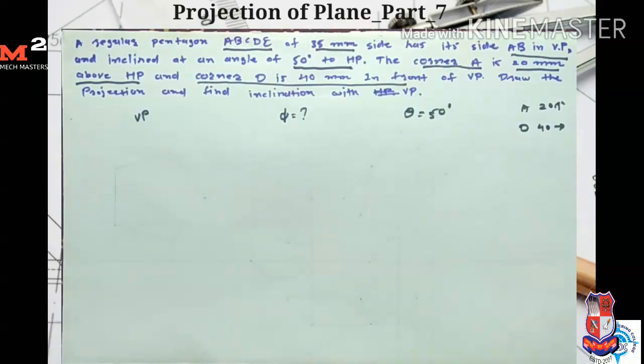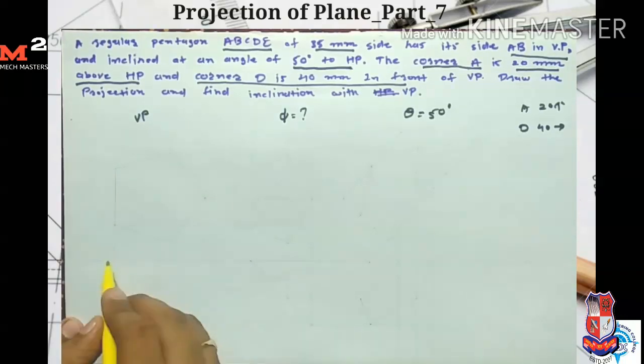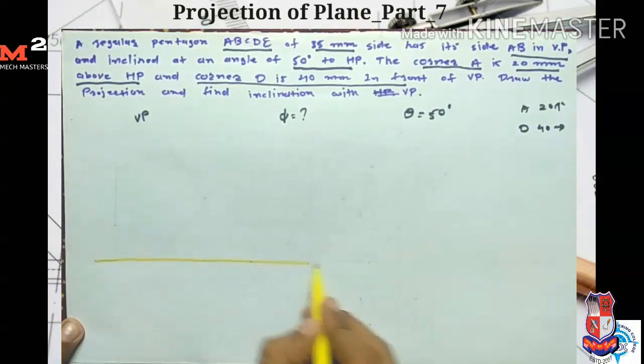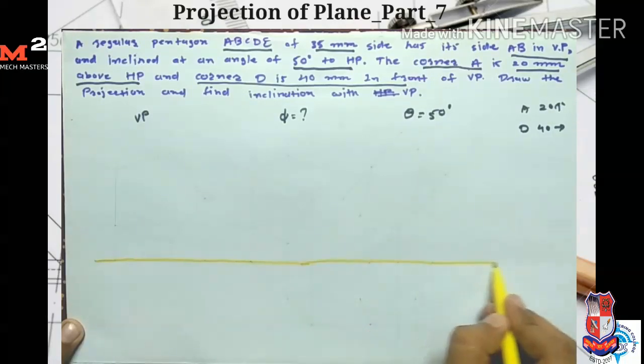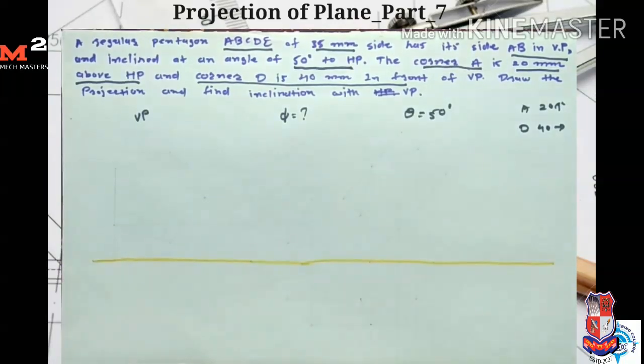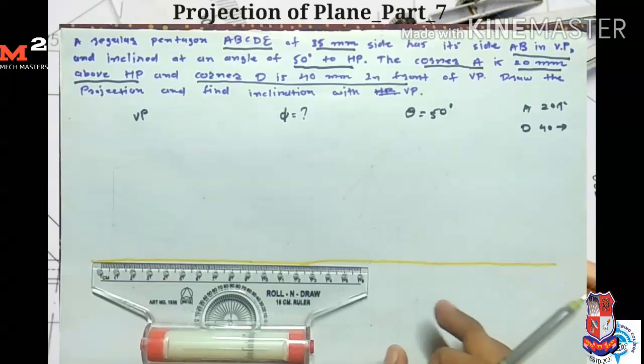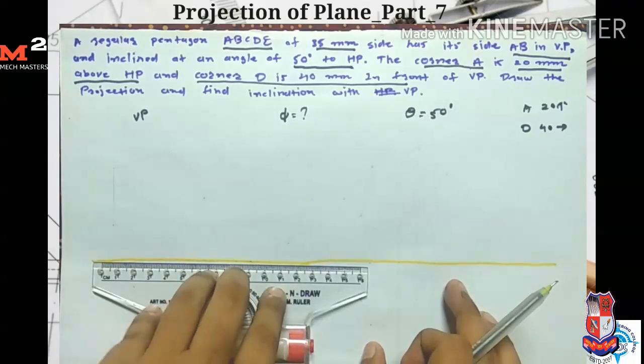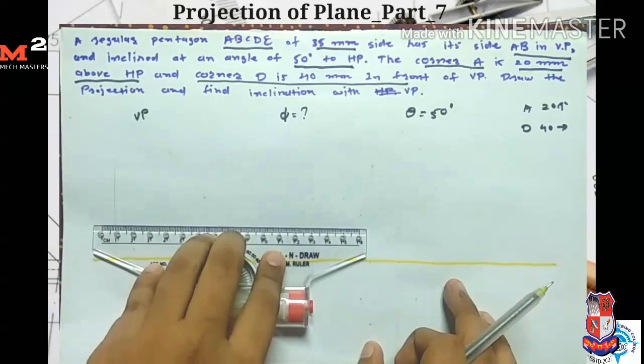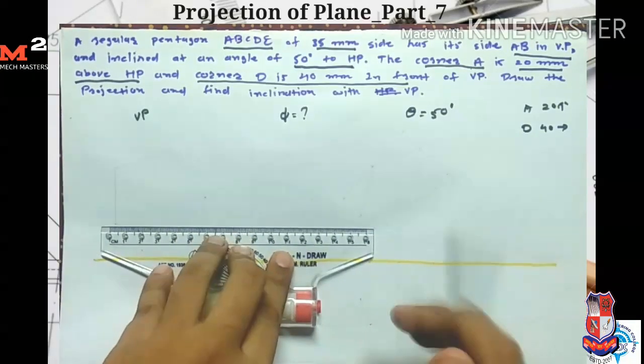So let's start with the first stage. First I draw the reference line here. Here plane ABCDE is resting in the vertical plane. So we draw the pentagon on the vertical plane, resting on side AB. We draw side AB on the left hand side, and point A is 20 mm above HP. So first I draw one line which is parallel to the reference line and at a distance of 20 mm from the reference line. It is the locus for point A.